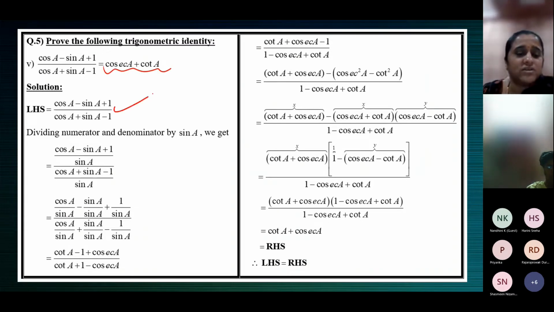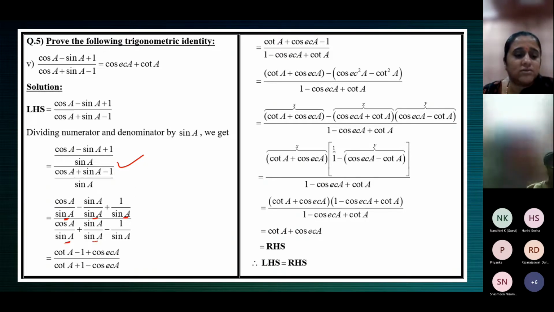So this is the LHS, children. Because the numerator and the denominator are made only of sine A and cos A, we have to start by dividing the numerator and denominator by sine A or cos A. But here it is by sine A. This is the step. You're dividing the numerator and denominator by sine A, then dividing the terms individually: cos A by sine A minus sine A by sine A plus 1 by sine A.